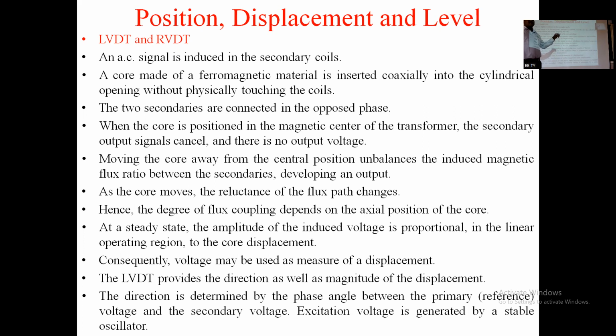Similarly, if we are changing that ferromagnetic material or object in the form of rotary, this type of transducer or sensor is called RVDT. Okay, so similar function of RVDT too. Okay, so in this way we will conclude this lecture.